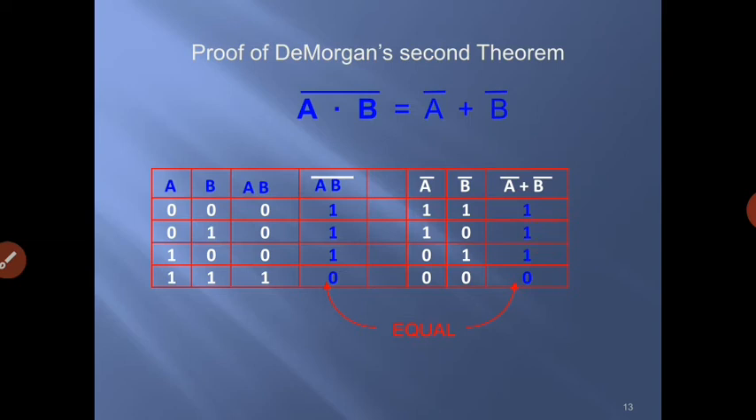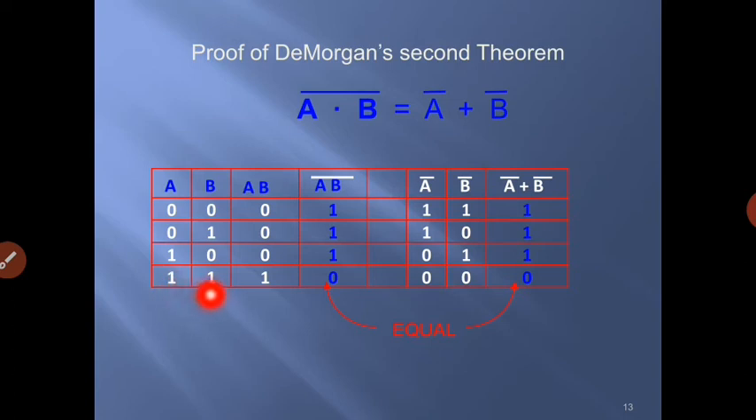Similarly, for the third combination, A is equal to 1 and B is equal to 0, its product AB will give you 0 and its complement will give you 1. A bar is 0 and B bar is 1, and A bar plus B bar is 0 plus 1, which is equal to 1, and this is equal to AB whole bar, which is 1. So for the third combination also this statement is true. AB whole bar is equal to A bar plus B bar. In the similar manner, you can also analyze the fourth combination.